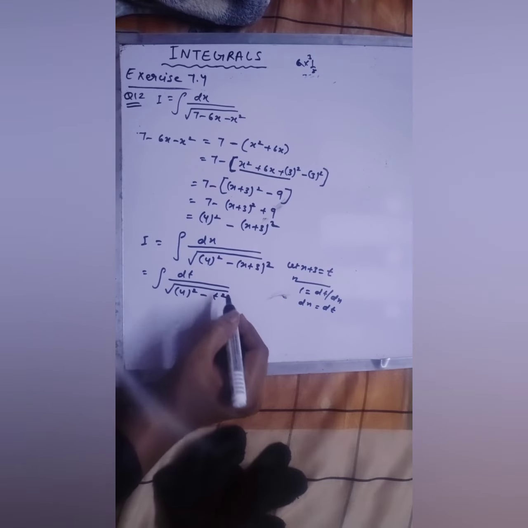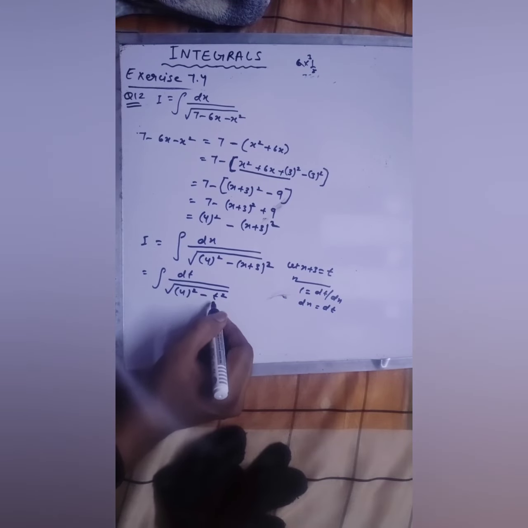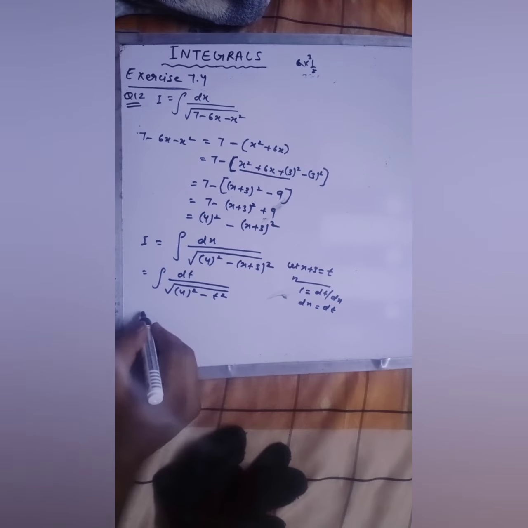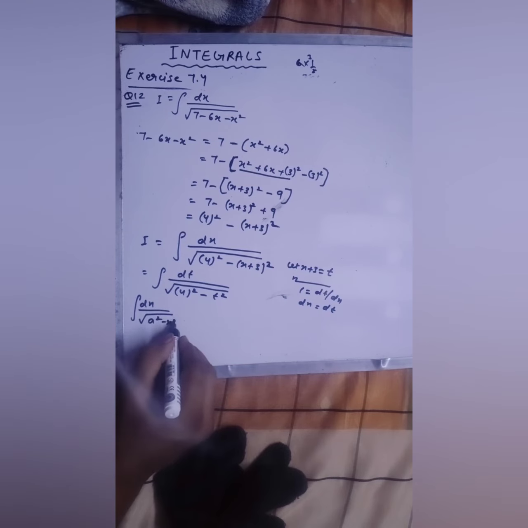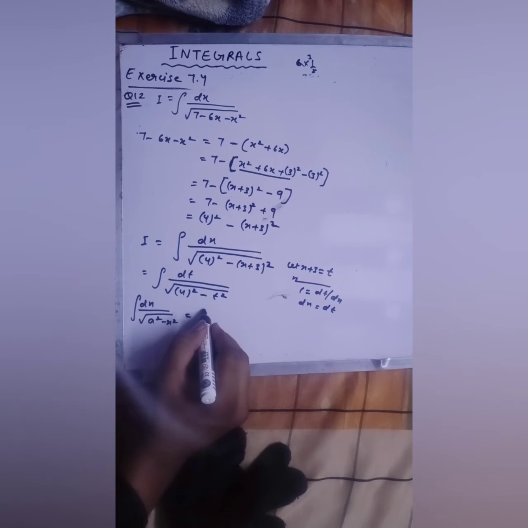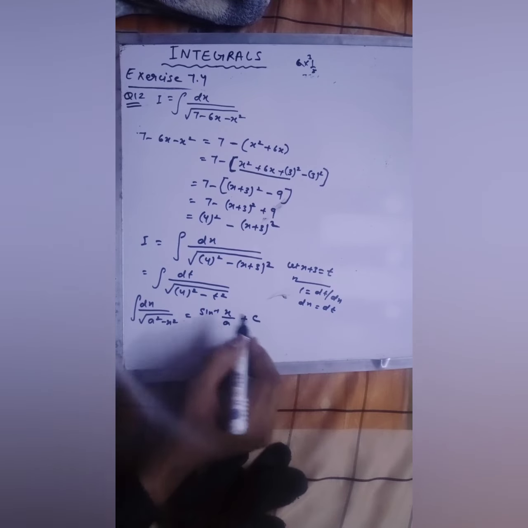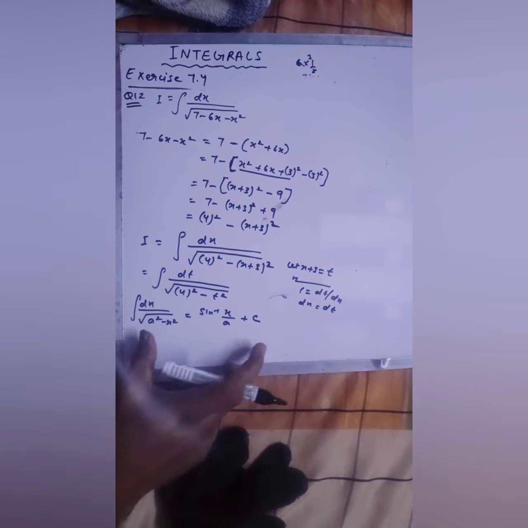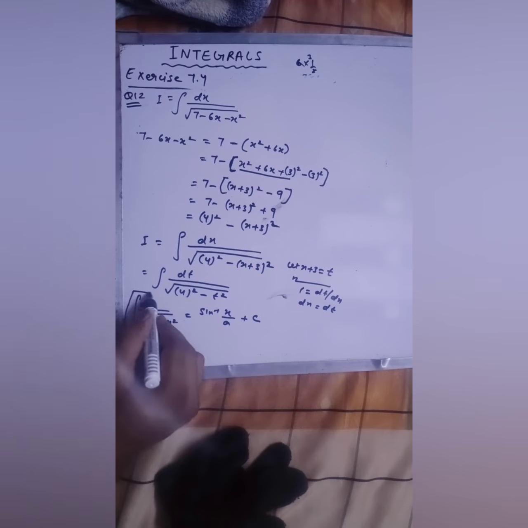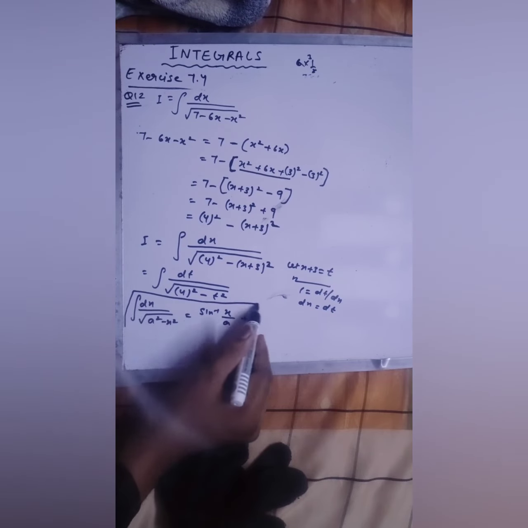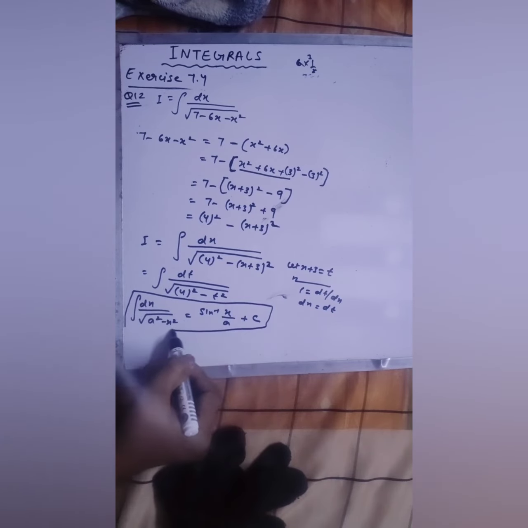Okay, now this is the formula of a square minus x square. So the general formula I'm writing here: integral dx over under root a square minus x square is equal to sine inverse x by a plus c. This is a general formula which you will use in this question.